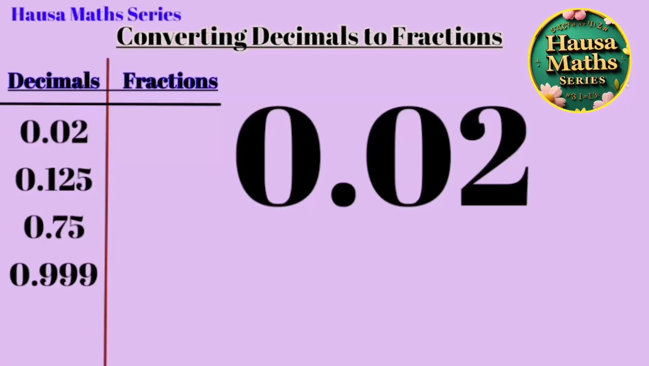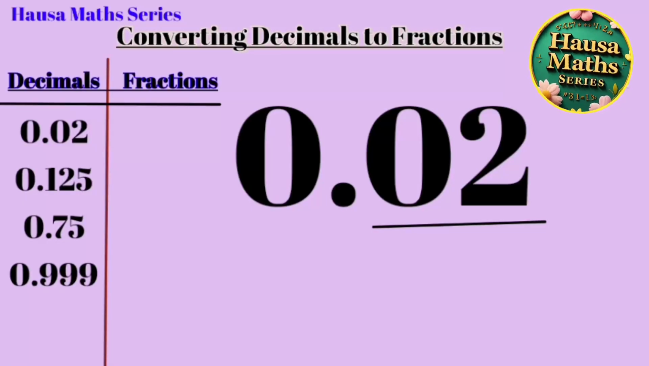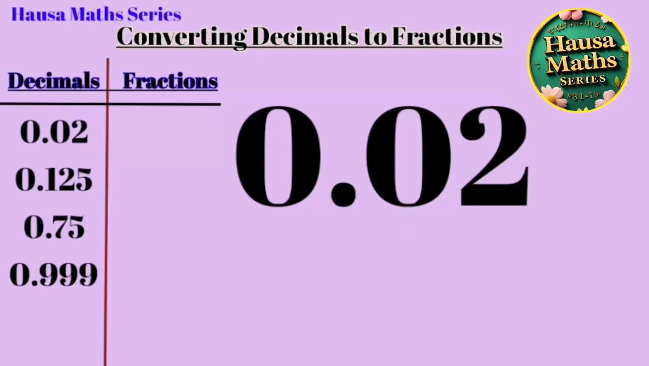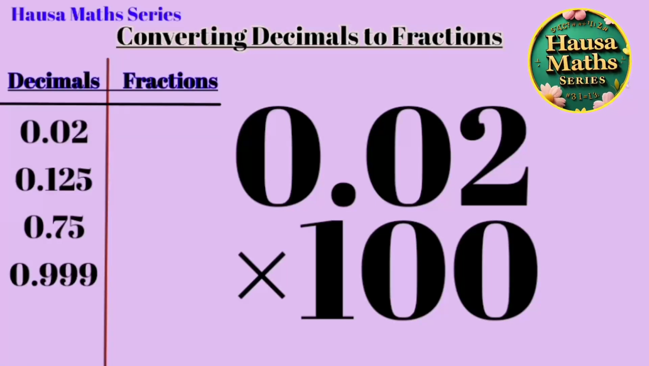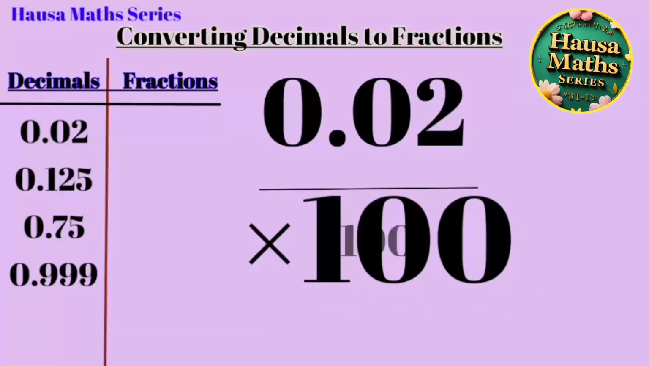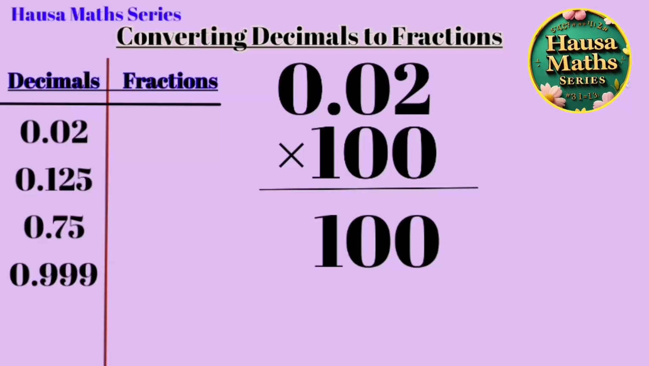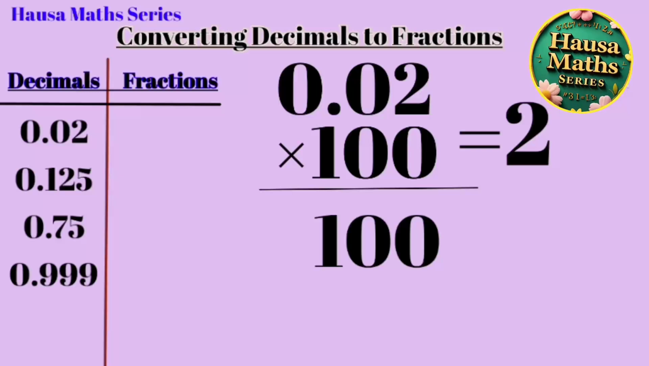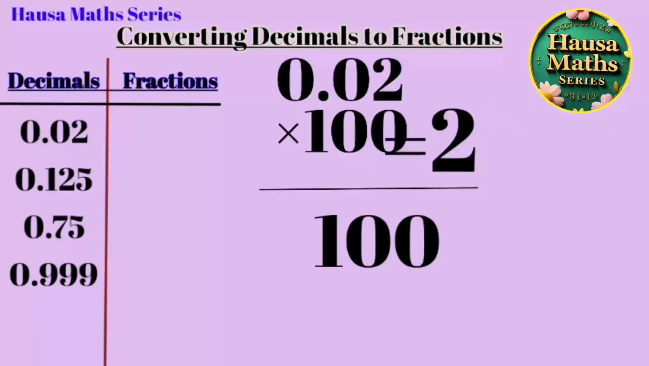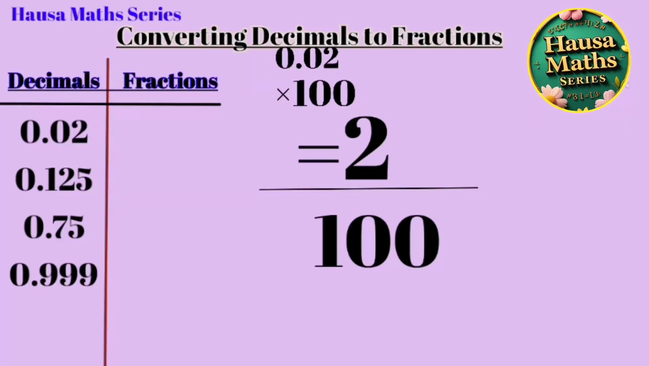Number one, 0.02. How many decimal numbers are after the point? It is 1, 2: 0 and 2. So since we have 2, we are going to multiply by 100. Why? Because it is 0.02, it is 2 after 100. When you multiply it by 100, you are going to eliminate this point altogether. So 0.02 multiplied by 100 is equal to 2 and divided by 100. When you multiply by 100, you must then divide by 100 so that it will be the same.